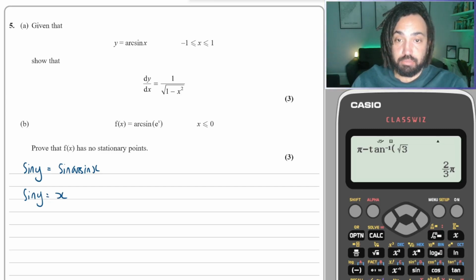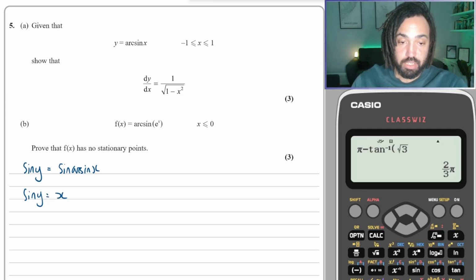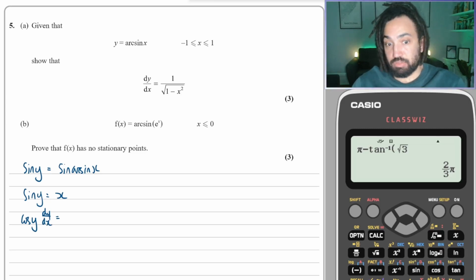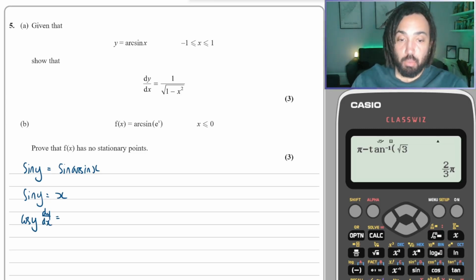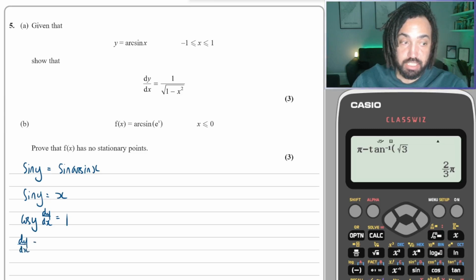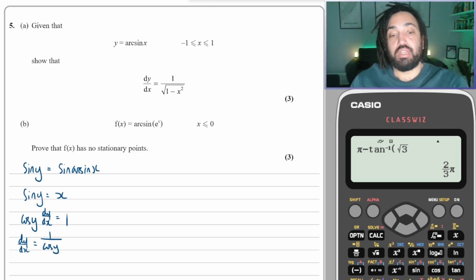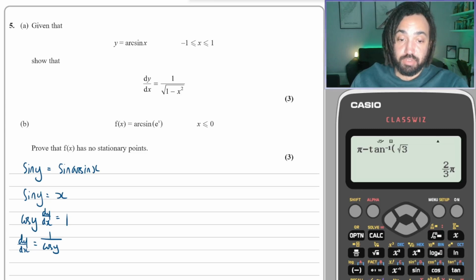Okay, and then we differentiate implicitly. To differentiate sine y with respect to x gives me cos y, but we have to multiply by dy by dx because we're differentiating with respect to x rather than y. And when I differentiate x with respect to x, I just get 1. So this tells me that dy by dx is equal to 1 over cos y. Now we need an expression for cos y in terms of x. So we're going to take this expression, sine y is equal to x, and we're going to square it.